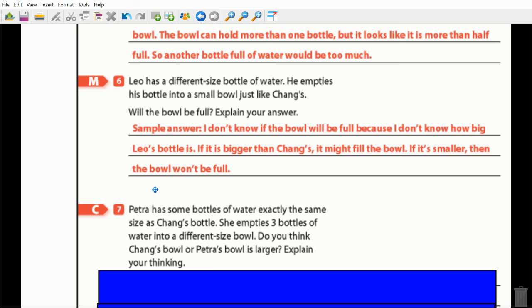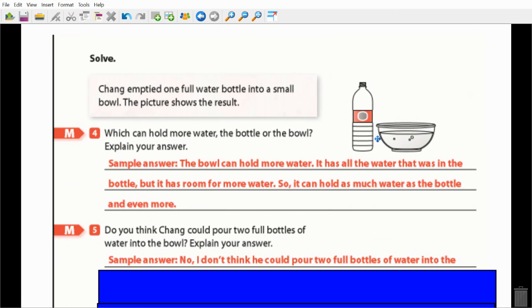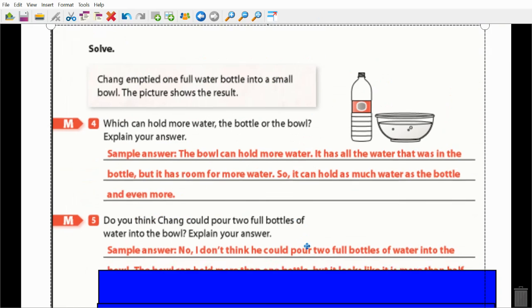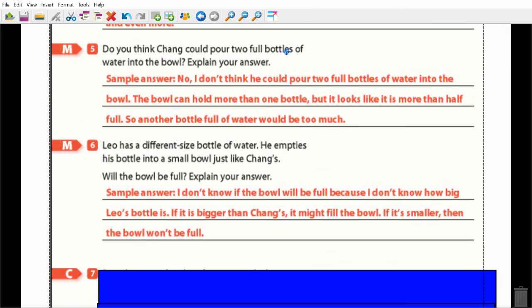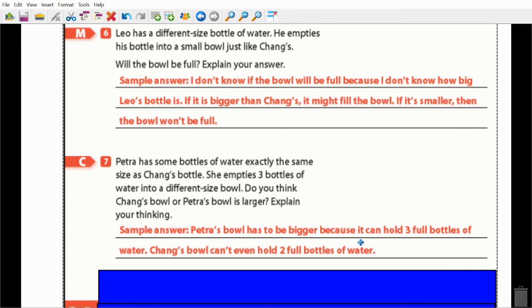So, exactly the same size as Chang, she puts 3 bottles into a different bowl. So is that bowl going to be bigger or smaller? Well, let's think about up here. We said we couldn't fit two water bottles in here. So if you had a bowl that could fit 3, is that bowl going to be bigger or smaller? Well, if I can get this to go up, there we go. Petra's bowl has to be bigger because if it can hold 3 full bottles of water, Chang's bowl can't even hold 2. So it's going to have to be a bigger one.